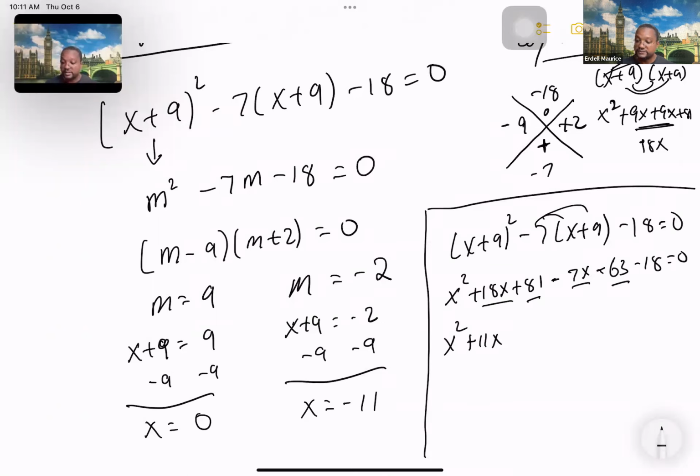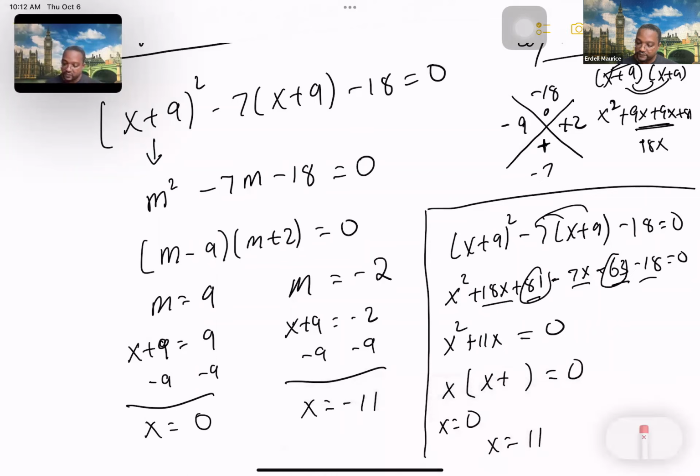Oh, right. That's actually going to give us 0, because this 81 plus this is 18. 18 minus 18 is 0. And then you can factor this right here. It's going to be x times x plus 11. And so x equals 0, and then x equals 11.